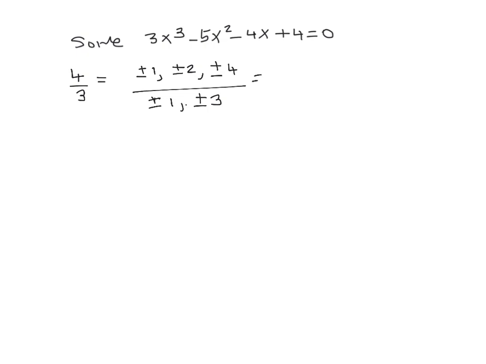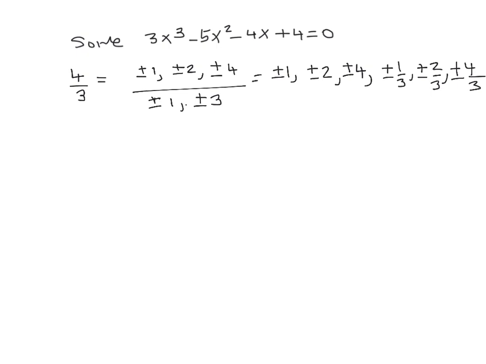So I divide 1 by 1, so I get plus or minus 1. I'm also going to get plus or minus 2, plus or minus 4. I'm also going to get plus or minus 1/3, plus or minus 2/3, and finally plus or minus 4/3. So all those are the possible zeros.